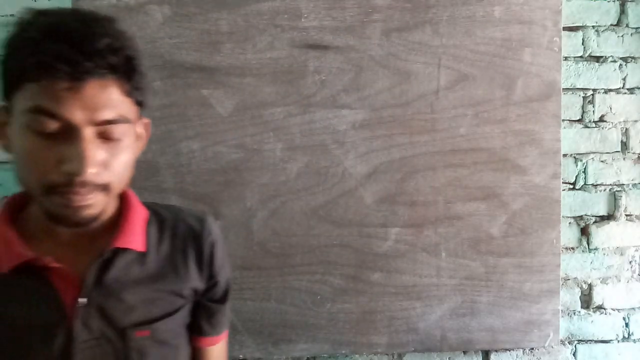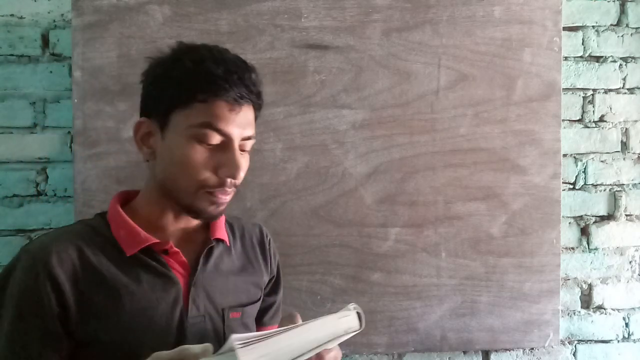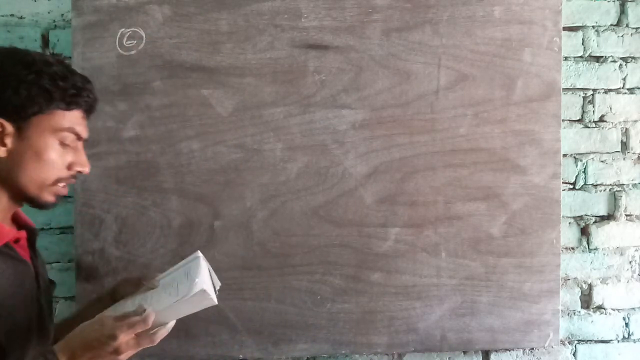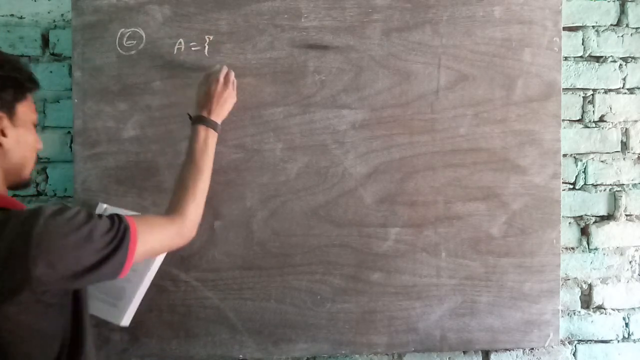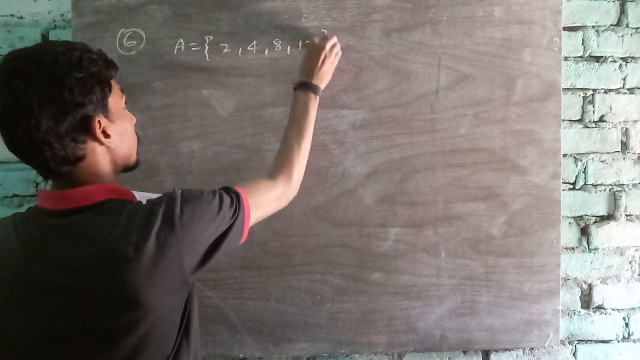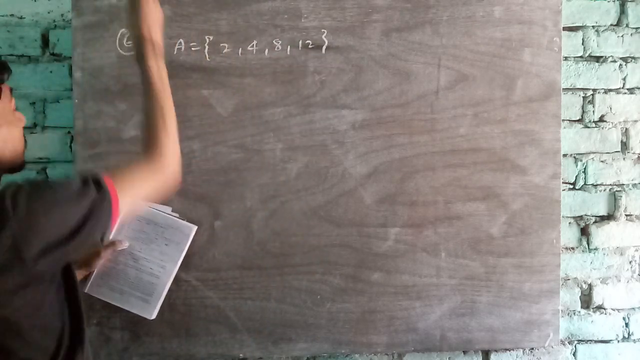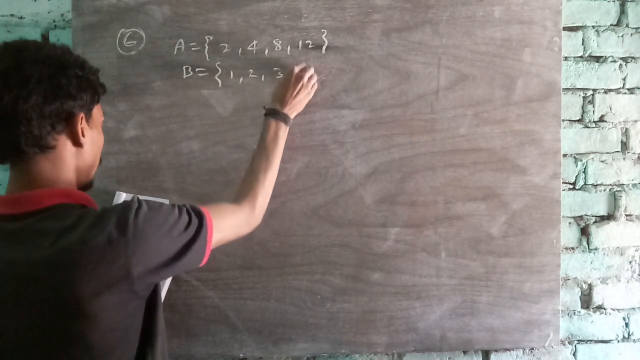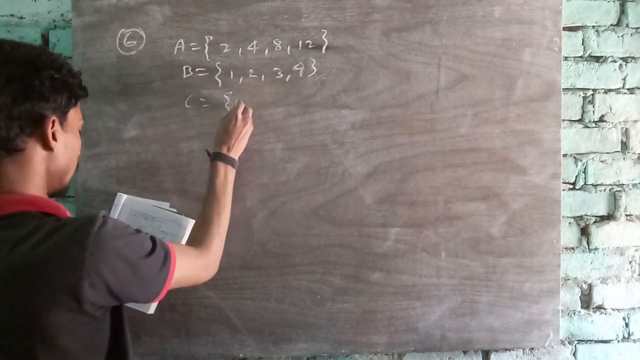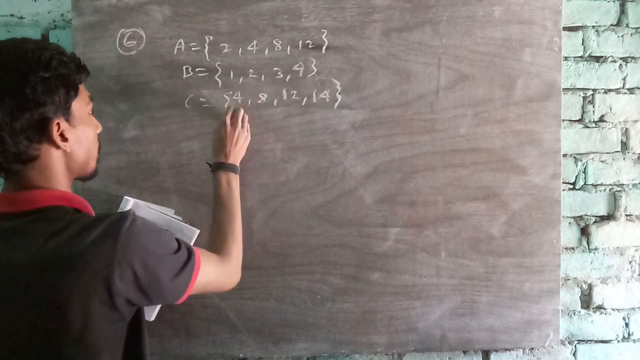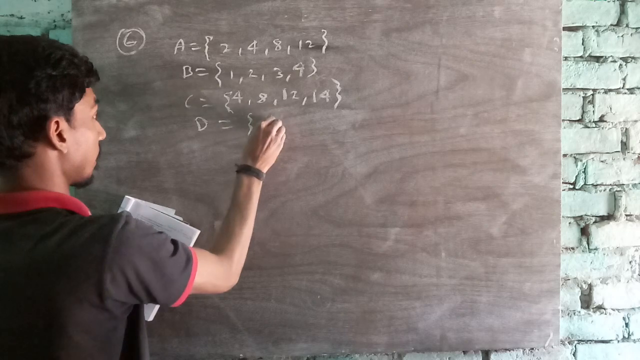Next, from the sets given below, select equal sets. इसमें equal select करना है. A is equal to दिया है 2, 4, 8, 12 and B is equal to 1, 2, 3, 4. C is equal to 4, 8, 12, 14.